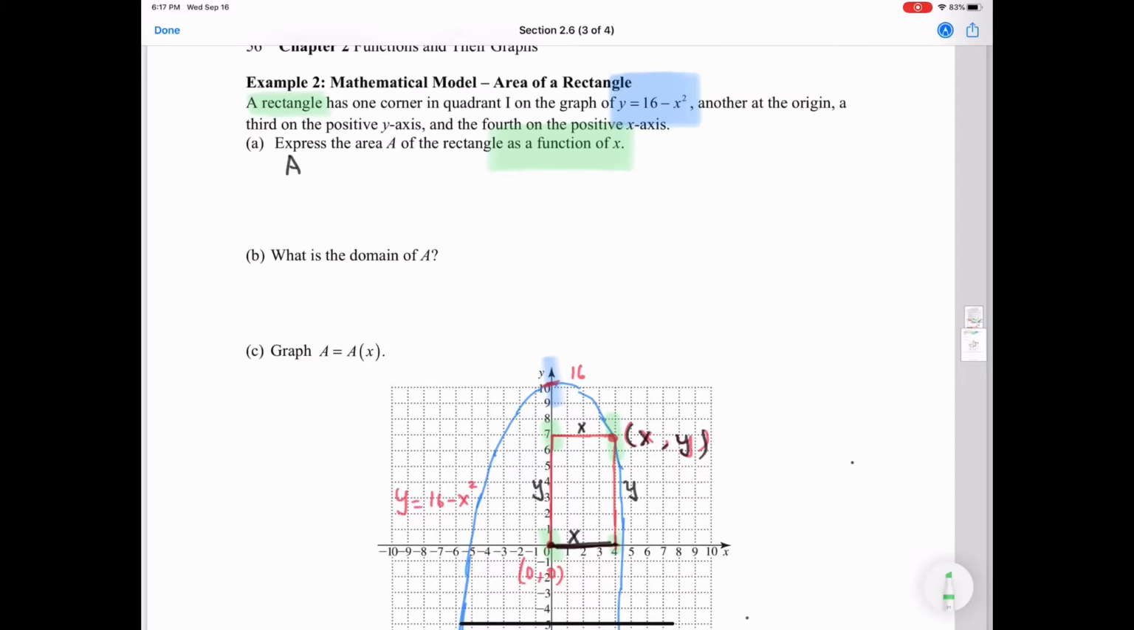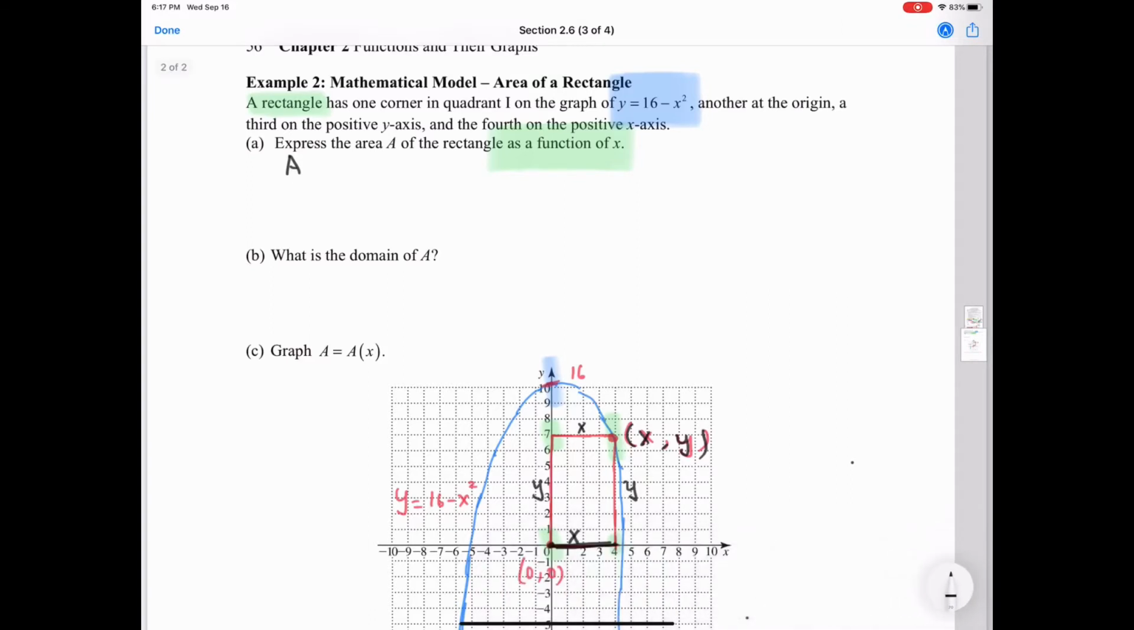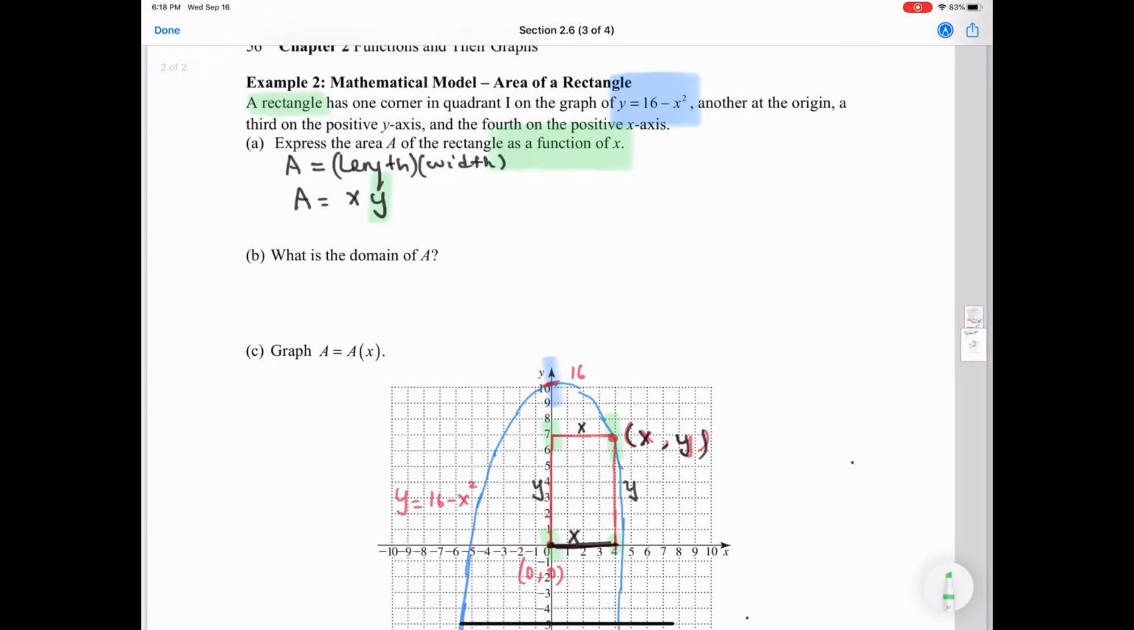Coming back to the problem, the question is asking me to write the area of the rectangle as a function of x. This is something you have to keep in mind, which means they do not want two variables on the right-hand side, just a single variable. We all know the formula to find the area of the rectangle is length times width. So here, if you call y the length and x the width, I can say area is x times y, or y times x.